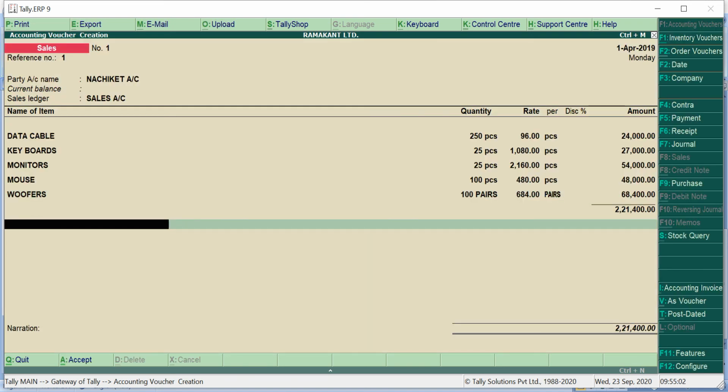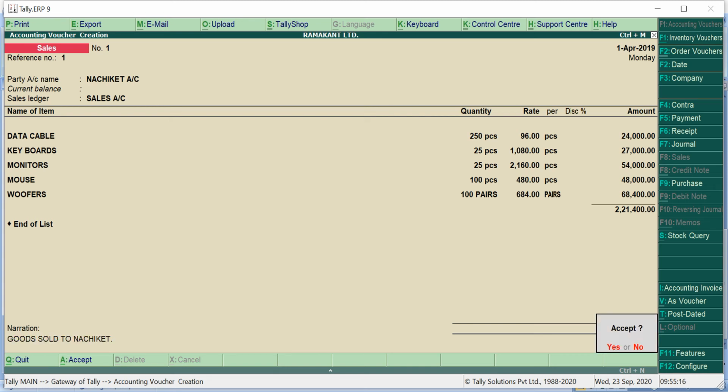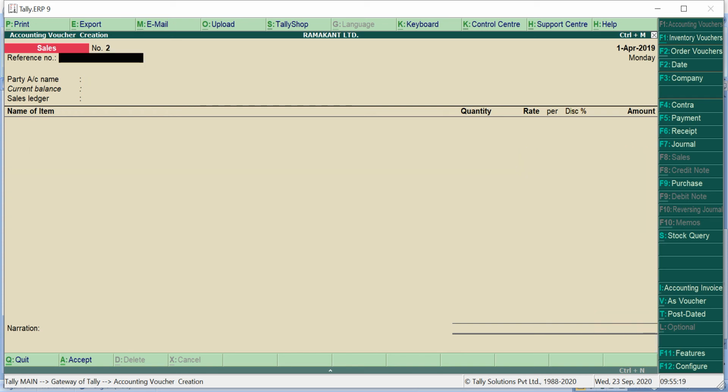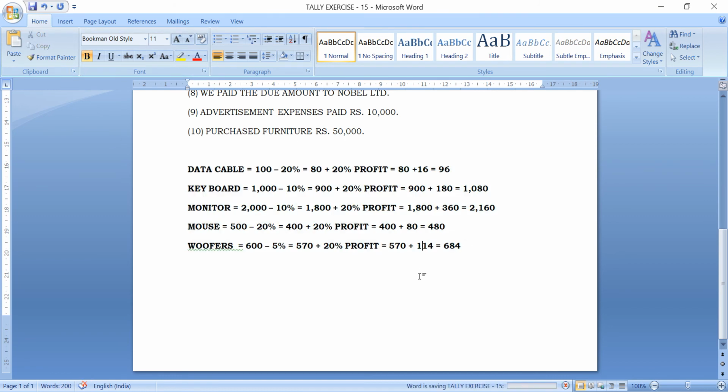So finally we made the sales transaction. Half of the stock items are sold to Nachiket, narration goods sold to Nachiket, and accept. After doing all this, we have to accept, it is obvious. So this is the working note that we made, right?